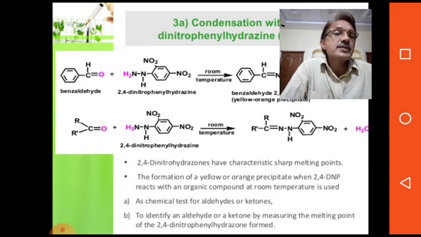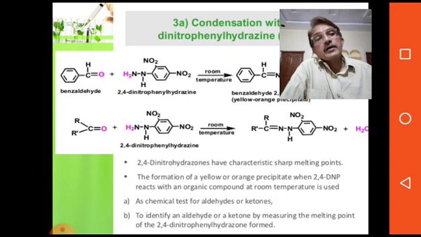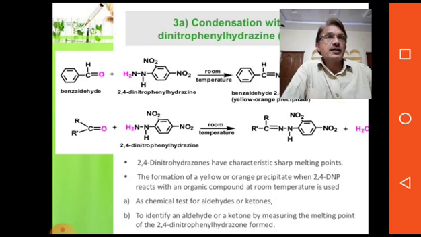2,4-dinitrophenylhydrazones have characteristic sharp melting points. The formation of a yellow or orange precipitate when 2,4-dinitrophenylhydrazine reacts with an organic compound at room temperature is used as a chemical test for aldehydes or ketones. Already I told you this 2,4-DNP test is useful to identify whether the given compound is an aldehyde or ketone.